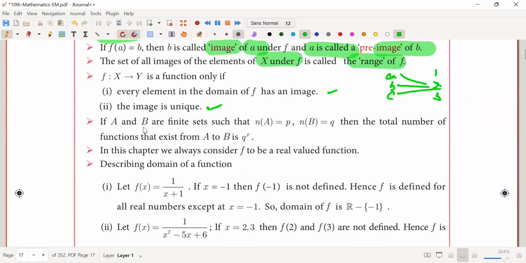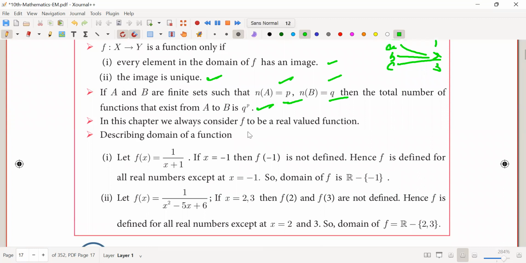If A and B are finite sets, with n of A equal to P and n of B equal to Q, then the total number of functions from A to B that can exist is Q power P. In this chapter, we always consider f to be a real valued function.